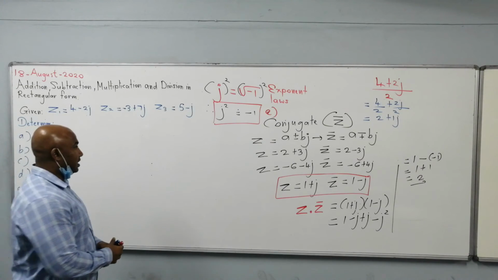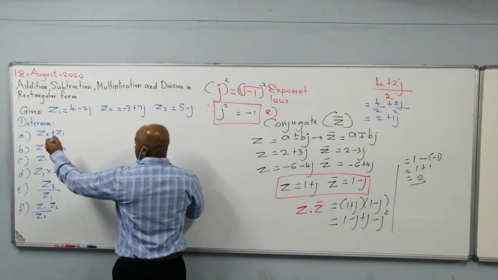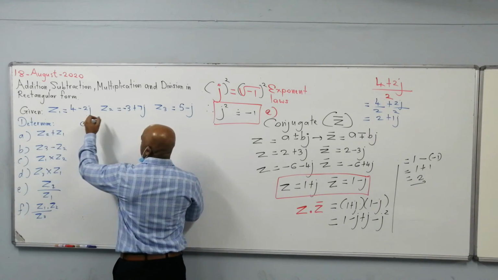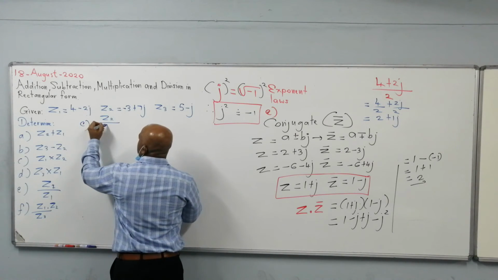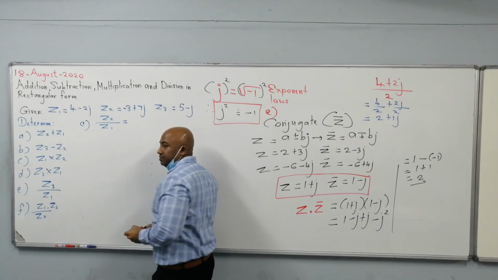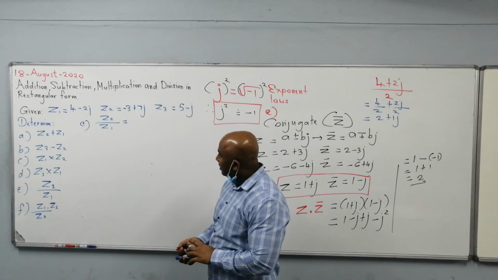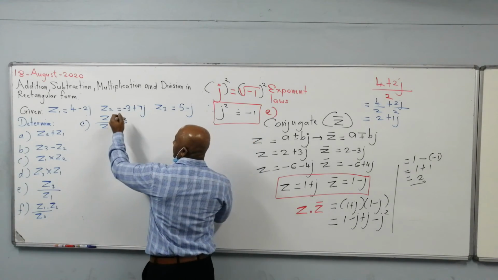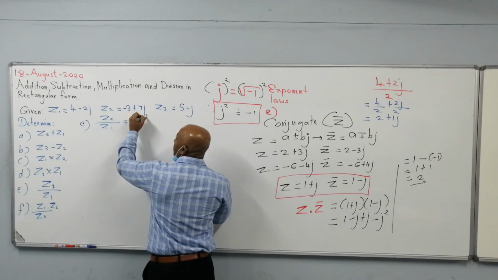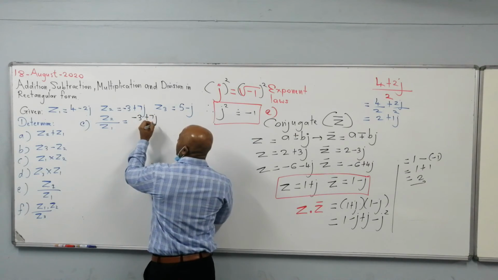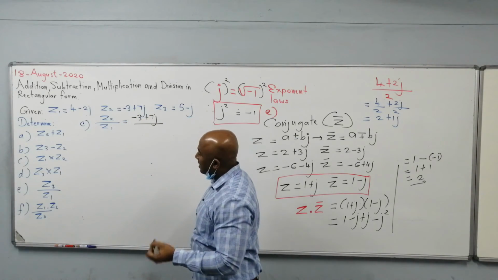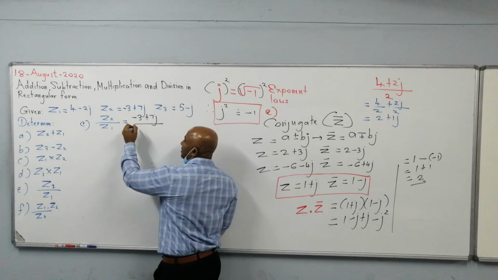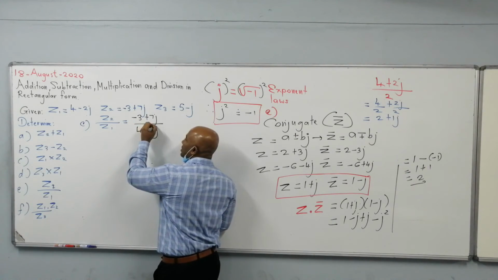So let's take this here: Z2 divided by Z1. Okay, so what is my Z2 here? It's minus 3 plus 7j, divided by, what is Z1? 4 minus 2j.